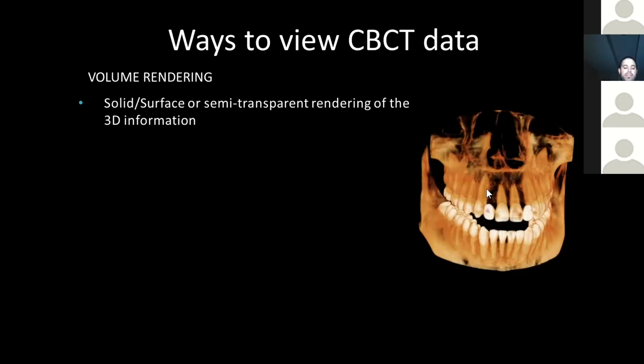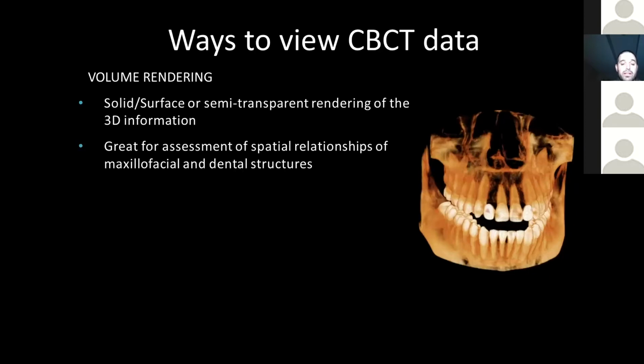The strength of this particular view of the data set is it's fantastic for getting your spatial relationships and assessment of those maxillofacial structures. So if you have a patient with a lot of pathology or a big asymmetry or an impacted tooth, the 3D rendering is a great way to wrap your brain around that whole pathology or phenomenon. It is dimensionally accurate.